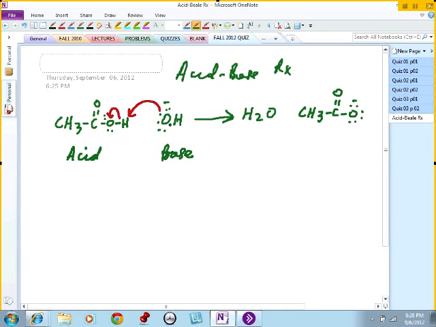Relative to the hydroxide ion, water will be the conjugate acid here, because that is the acid that we are going to form in this reaction. And here, this acetate ion will be the conjugate base of acetic acid. This is acetic acid here.